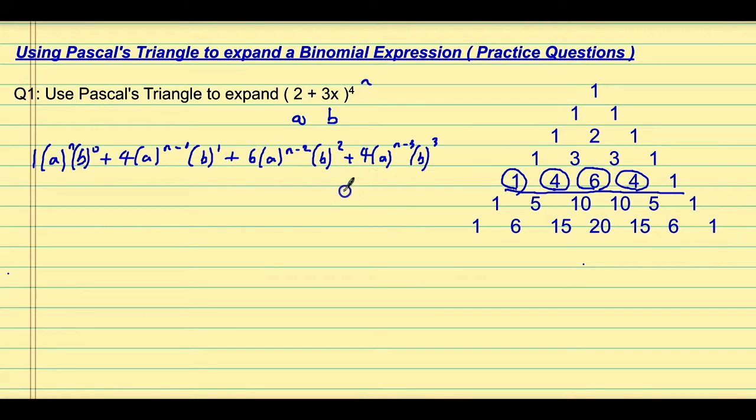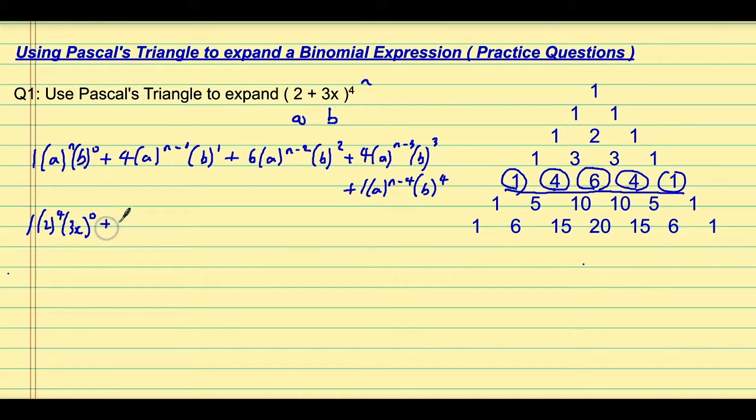The last term, if you just go underneath here, is going to be the 1, and that's going to be multiplied by a to the n minus 4 this time, and then we multiply that by b to the power of 4 as the b power goes up by 1. If we now put our numbers into this general form, let's see what we get. So we're going to start off with 1. A in this case is 2, so it's going to be 2 raised to the power of n, which is 4. And b is 3x, but we're raising that to the power of 0.